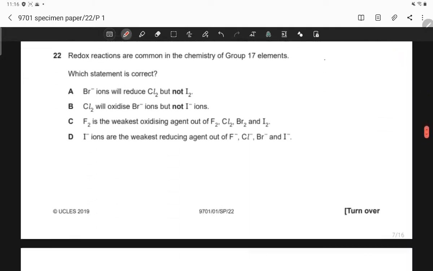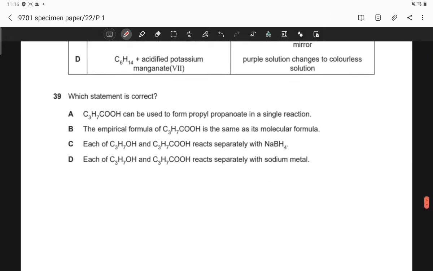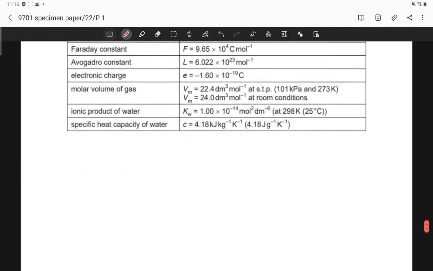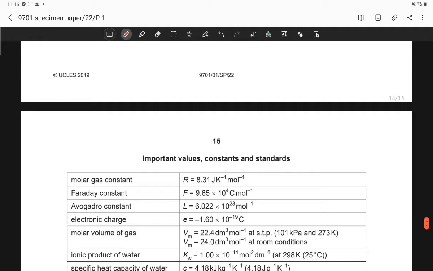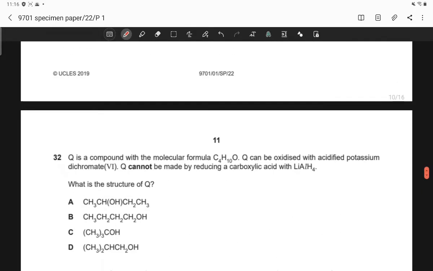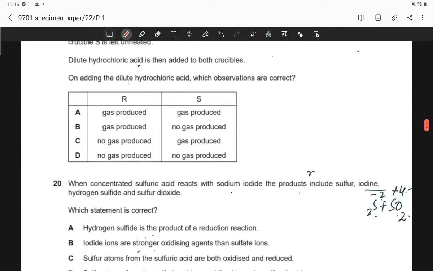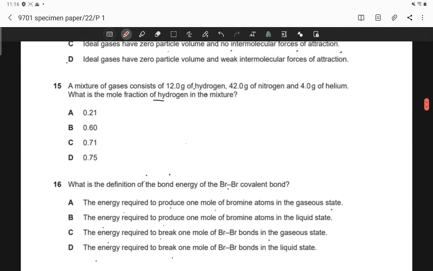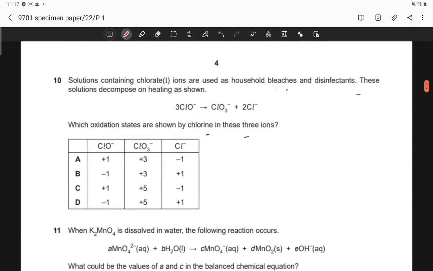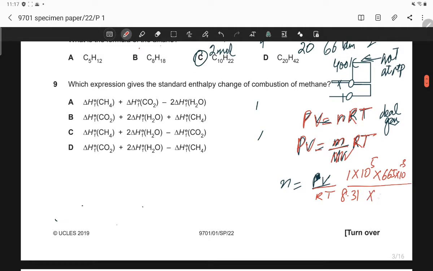Standard condition, this is the standard. There is no data booklet given in 2022 May June, so just check 8.31. This is 8.31, the R gas constant, into temperature, which is 400 Kelvin. So just calculate these values.